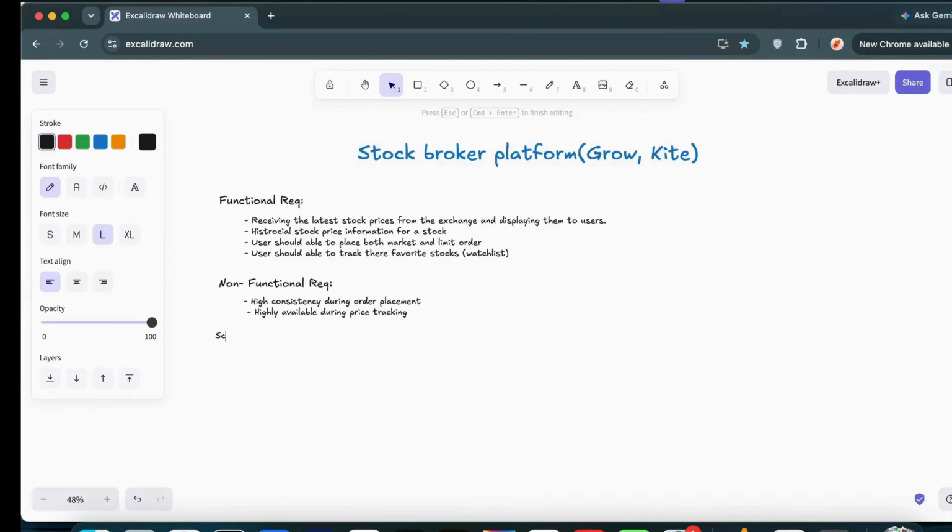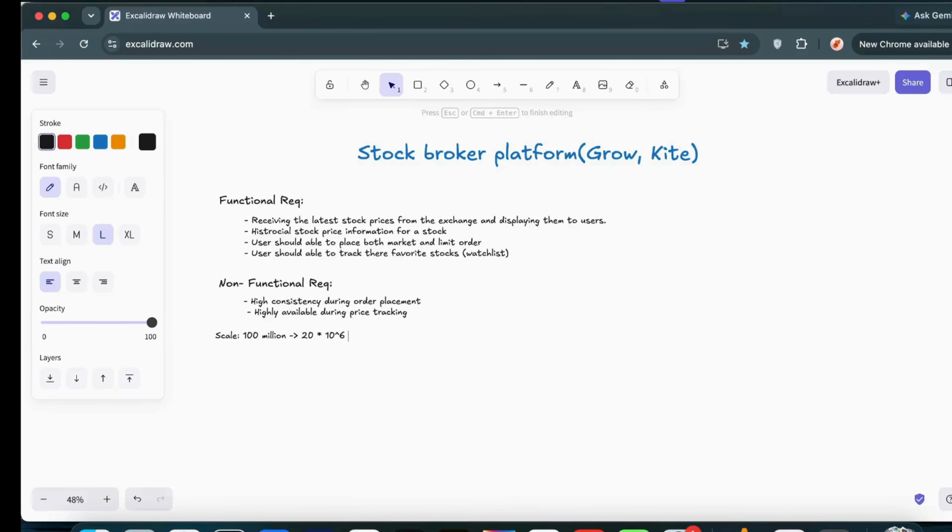Let's suppose we have 100 million users available on the platform, and daily let's suppose 20% of users are using the application, so we have 20 million active users. So 20 million is like 20 into 10 to the power of 6. Now, among these, most of them generally prefer to keep an eye on the stocks, and they will just keep looking at the stock prices. And only a few of them actually place orders.